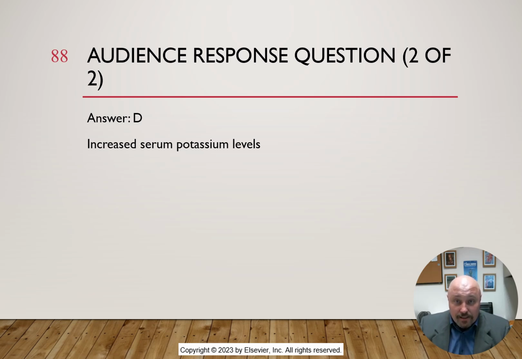Hyperkalemia occurs in the progressive phase of shock, when cellular death liberates intracellular potassium. Hyperkalemia will also occur in acute kidney injury and in the presence of acidosis.